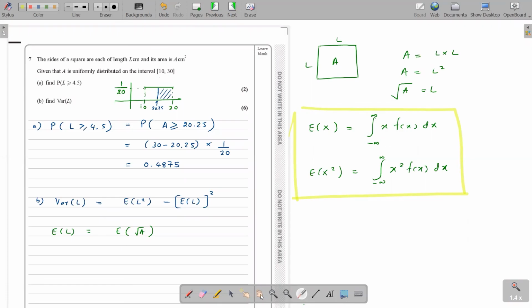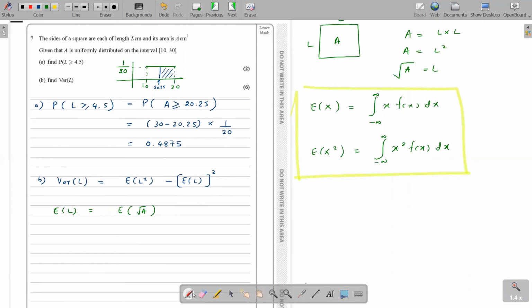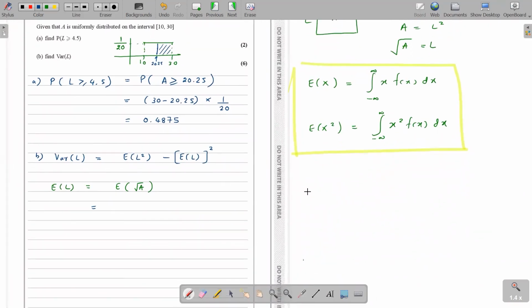So basically what we do here is to get E of root A. This is basically E(X), where X is root A. So what can we do here? And by the way, what's our f(x) here for A? What is the f(x) function? Or we can say f(a). What is our f(a) function?